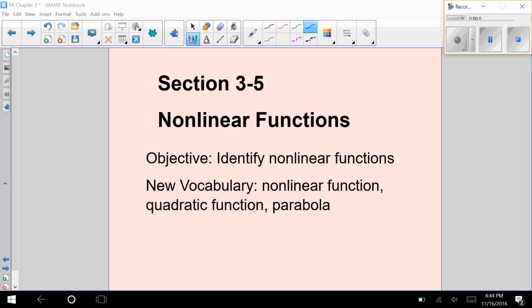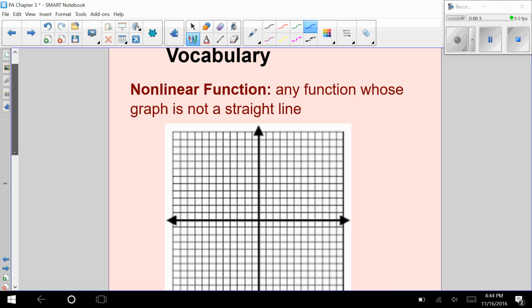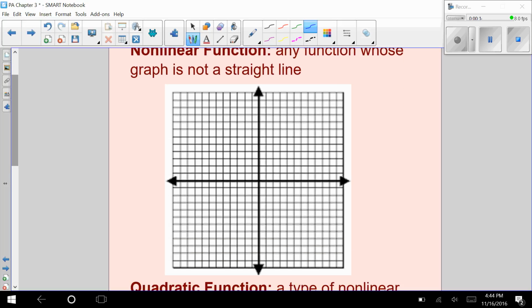This is section 3.5, nonlinear functions. Our objective today is to identify nonlinear functions. Let's start with new vocabulary. A nonlinear function is any function whose graph is not a straight line. So for example, this is a nonlinear function.